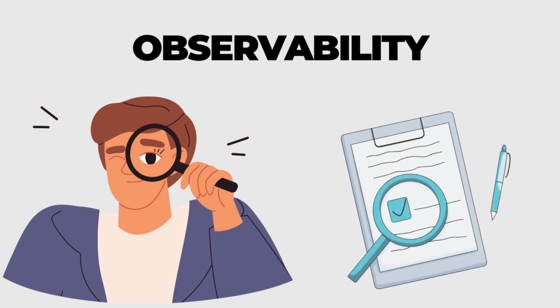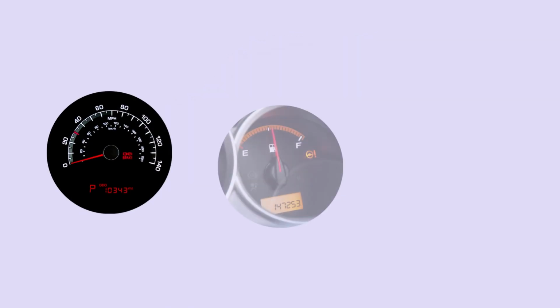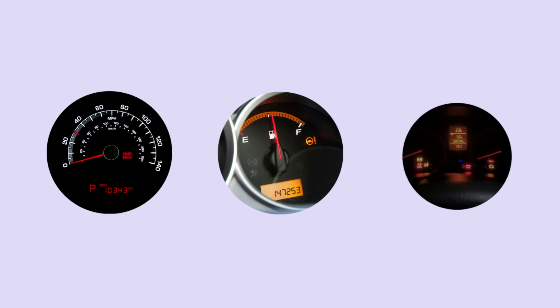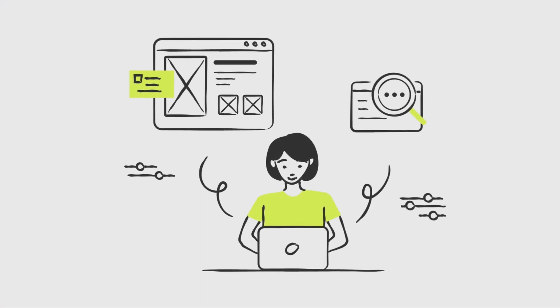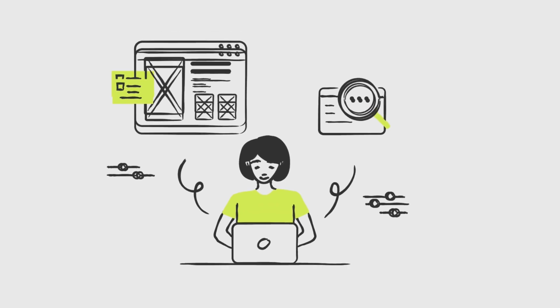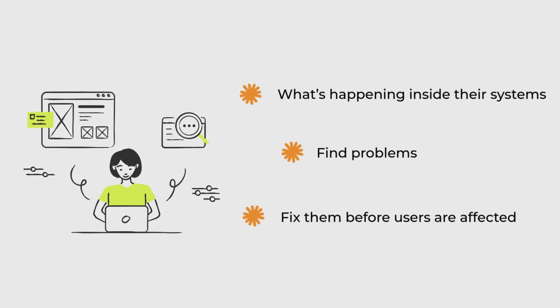Think of it like a health check for software. It's just like with a car. You can see what's happening inside the engine without taking it apart. You rely on signals like the speedometer, the fuel gauge, and warning lights. If a warning light comes on, you know something is wrong even before the car stops working. Observability does the same thing for software. It gives engineers signals that show what's happening inside their systems, find problems, and fix them before users are affected.